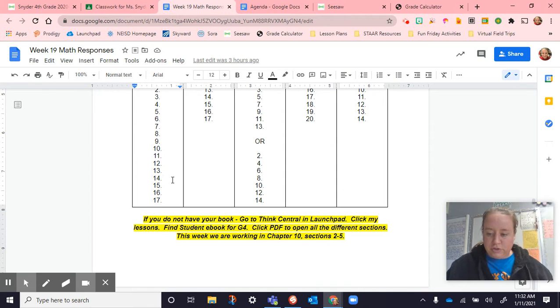All right, those that are joining me that don't have their book, here's the directions down here of how to get to your book. We're in chapter 10 sections. All this week is going to be sections 2 through 5. So you can follow those directions down there on the bottom.